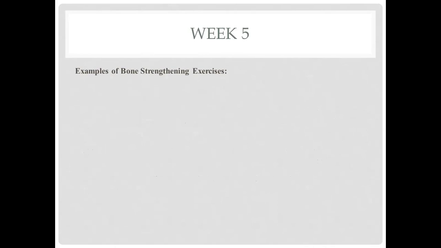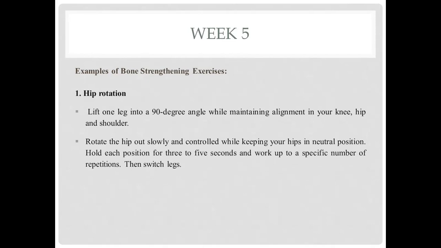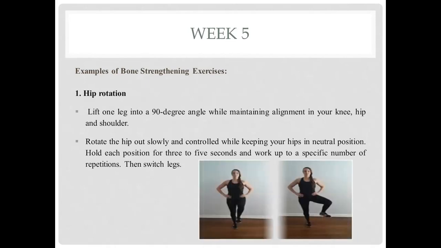So, examples of bone strengthening exercises. One is hip rotation. So how do we do it? Lift one leg into a 90-degree angle while maintaining alignment in your knee, hip, and shoulder. Rotate the hip out slowly and controlled while keeping your hips in a neutral position. Hold each position for 3 to 5 seconds and work up to a specific number of repetitions, then switch legs.